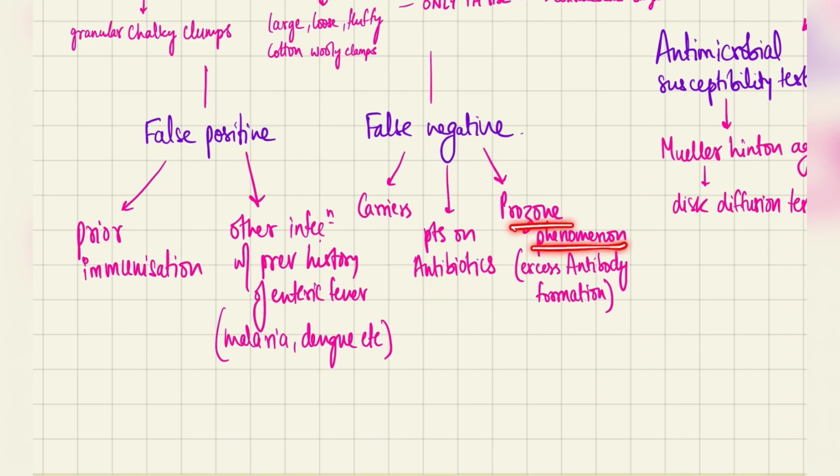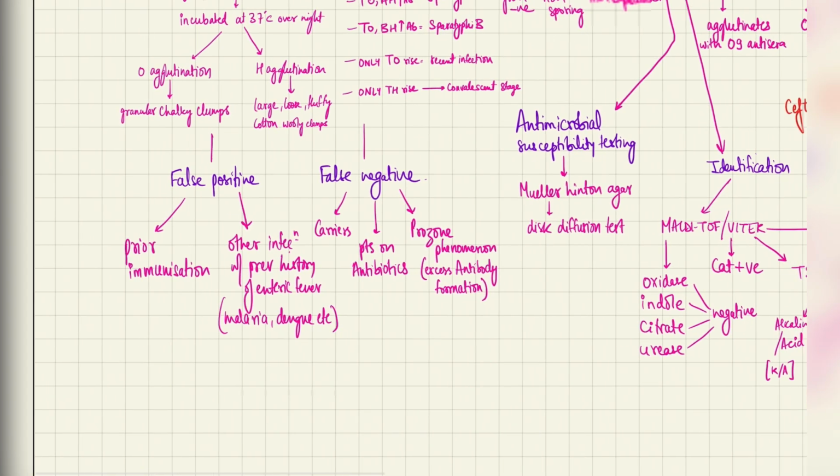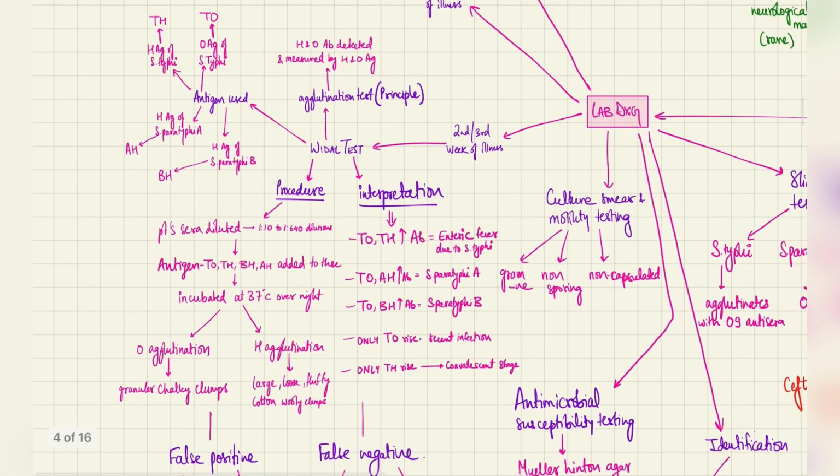Or prozone phenomena. Just a fancy word where excess antibodies are formed. In that case, it will give a false negative. You don't have to memorize this hard if you don't want to. Just remember Widal test, the principle, the antigens used, how it's performed, and how to interpret it. And this is done in the second and third week of illness.